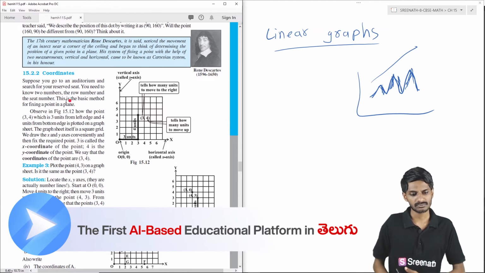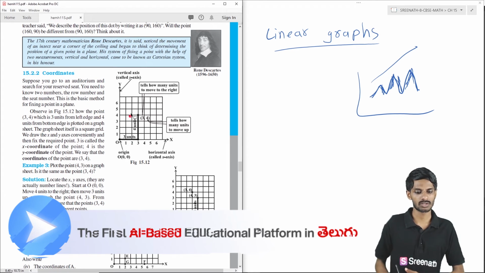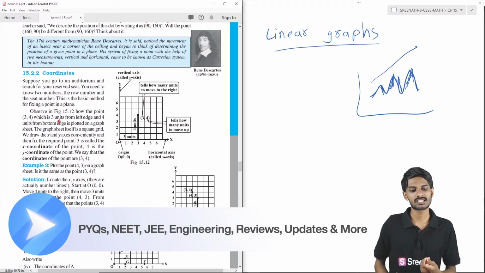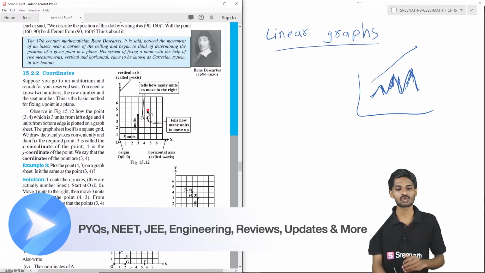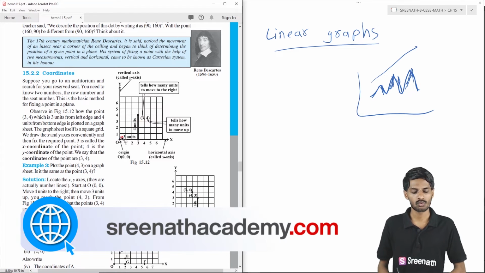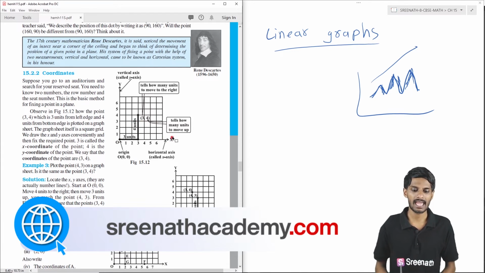Observe figure 15.12, students. Here the point (3, 4), which is 3 units from the left edge and 4 units from the bottom edge, is plotted on a graph sheet. If you see, (3, 4) is the point we have to locate. First we have to move towards the right side, along the x-axis, 3 units. Next we have to move along the y-axis, 4 units, students.